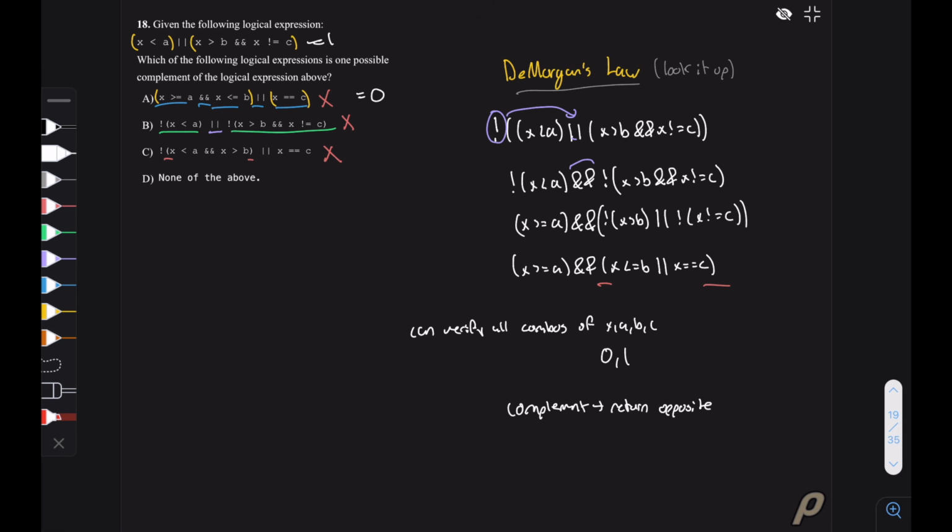So it's a lot easier to figure out if something is not a logical complement, because you just have to find one instance where they're not the same. Whereas to say they are the same, you have to prove that every single one of them is the exact same. So that is another way, but it can be a little bit more time consuming, which is why I recommend the De Morgan's law approach.